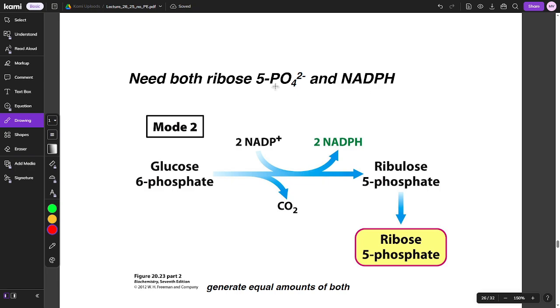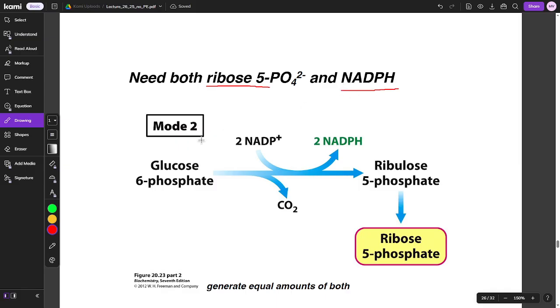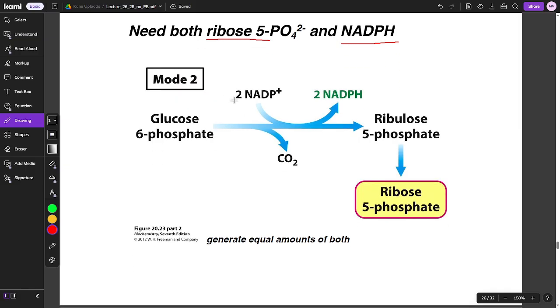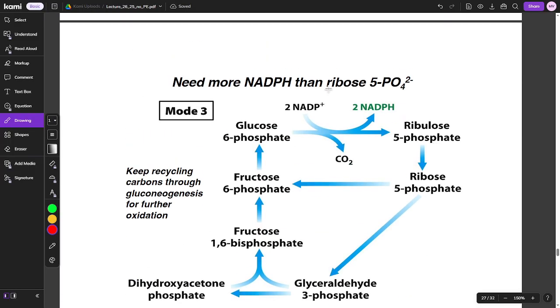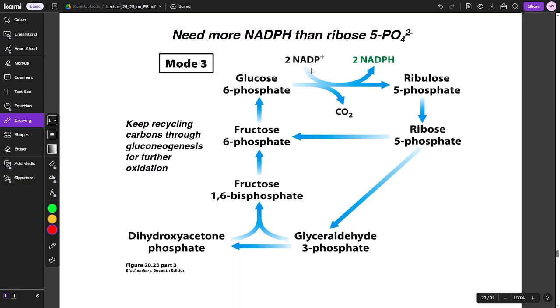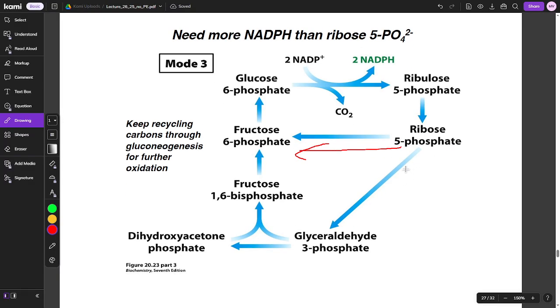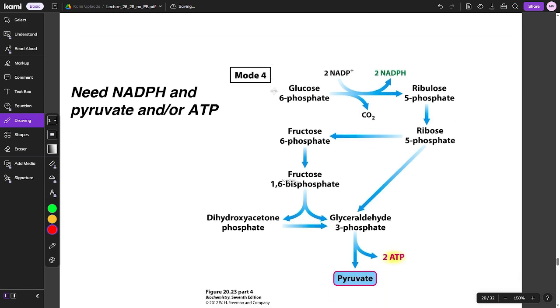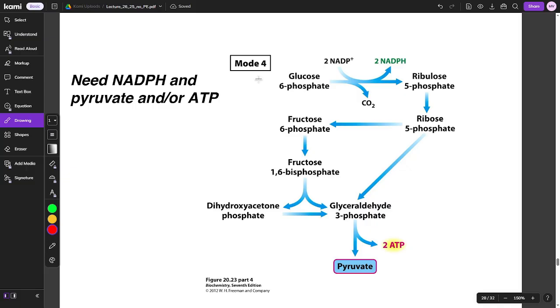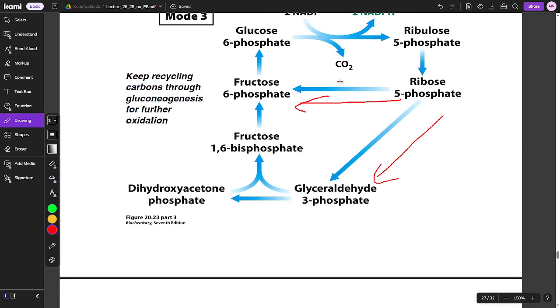If we need both ribose 5-phosphate and NADPH, then we can just do the oxidative form. We just do the oxidative version of this. And we make NADPH, and we also make ribose 5-phosphate. Great. If we need more NADPH than ribose, then what we can do is make the NADPH using the oxidative phase, and then since we don't need these riboses to make sugars, we can just put those into the carbon shuffle and make fructose 6-phosphate and G3P, and then we're done, and we just go through glycolysis. And then mode 4 is if you need NADPH and everything else.